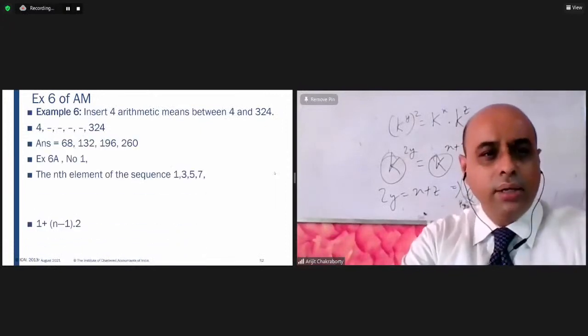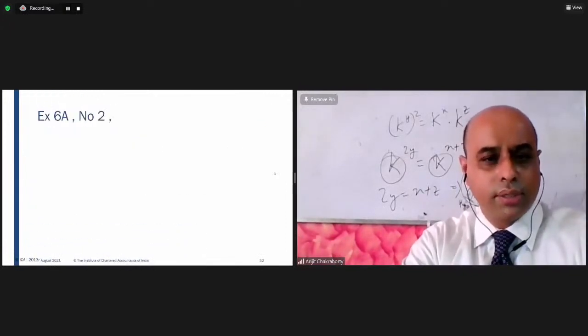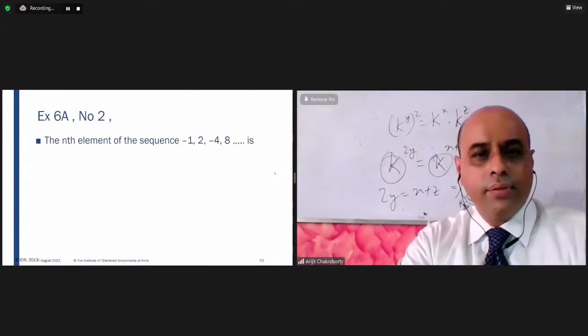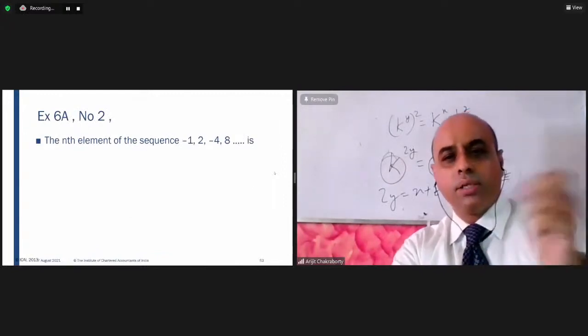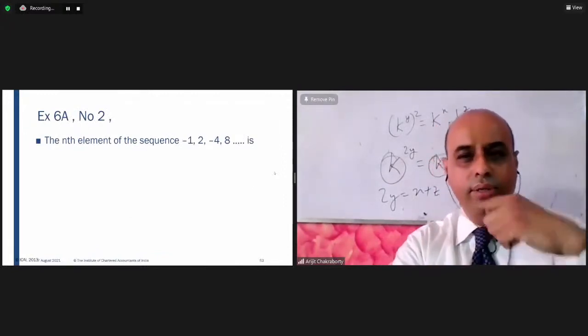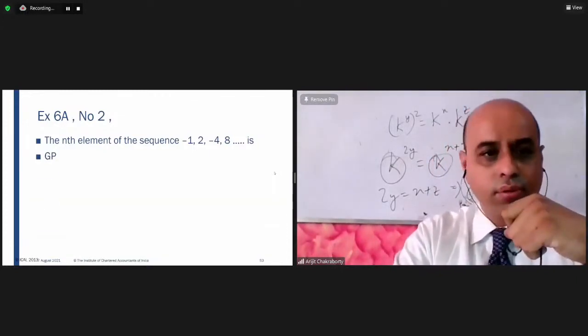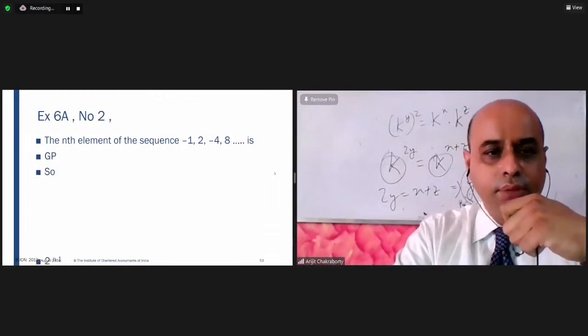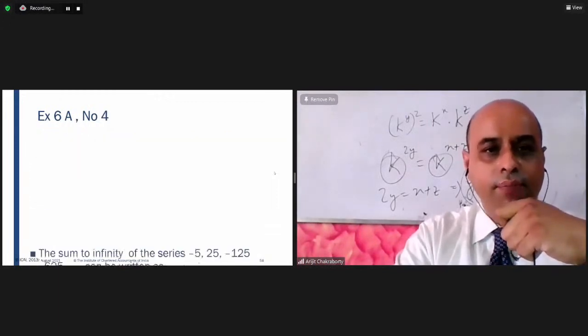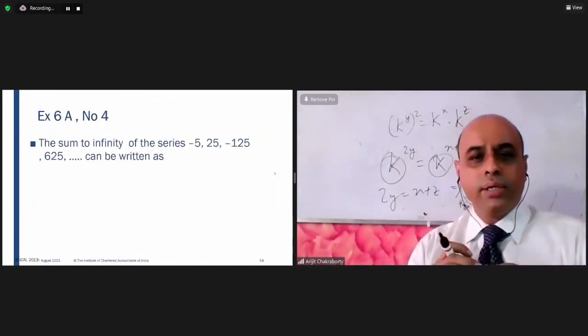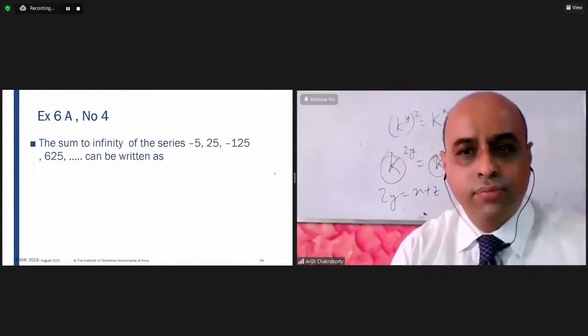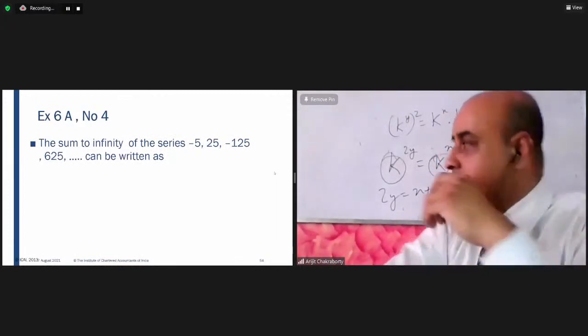Okay, this we have done. 6A number 1, similar questions we have taken up. The nth element of the sequence -1, 2, -4, 8, we have done similar questions. You can see the common ratio is -2, and therefore it's a GP, so you can get the answer. The sum to infinity of the series -5, 25, -125, 625 can be written as what?